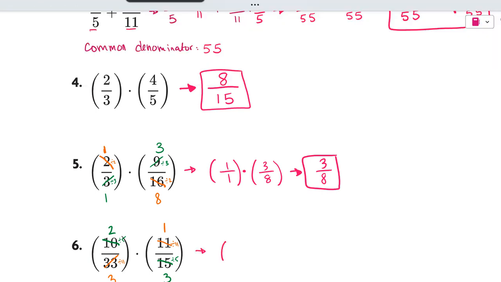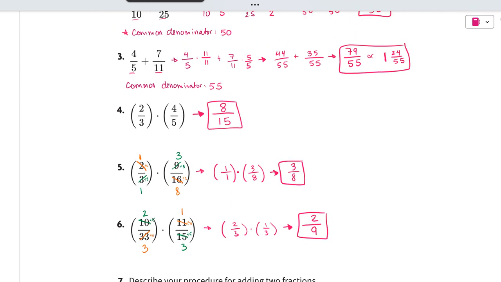So for our first fraction, we're left with 2/3. And for our second fraction, we're left with 1/3. So there's no more common factors to divide by, right? 2 and 3 don't have a common factor, neither do 1 and 3. So I'm going to go ahead and multiply the numerators. 2 times 1 is 2. And the denominators, 3 times 3 is 9. And that's in simplest form. So there we have it.